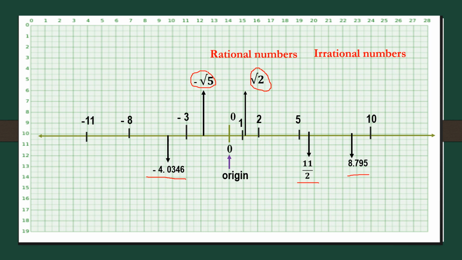I can hear someone saying root 2 can be written as root 2 by 1. Fine. It can be written as root 2 by 1, no doubt. But what is the other condition? They must be integers. p and q must be integers. Root 2 is not an integer. Okay. So these numbers are not rational numbers.